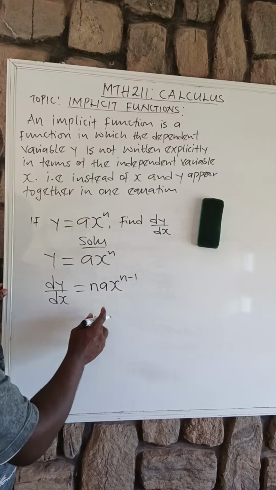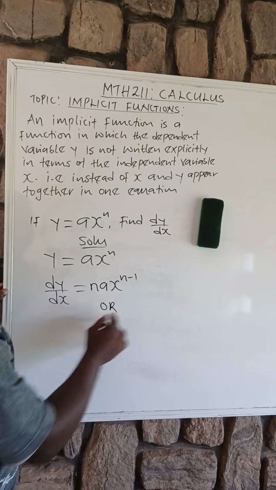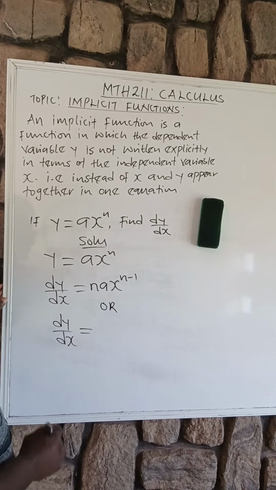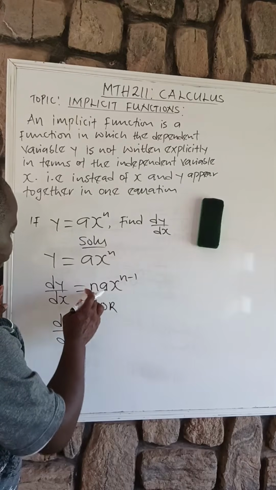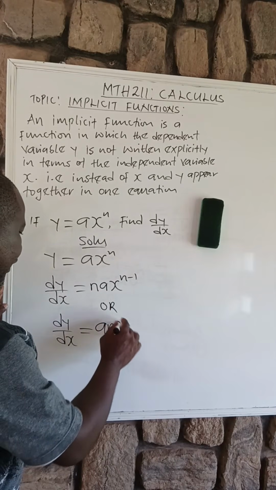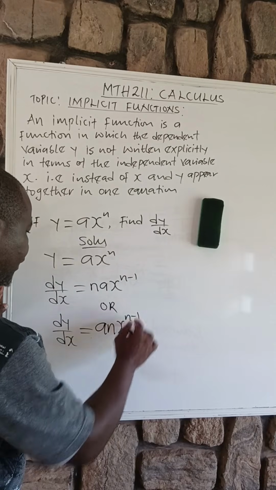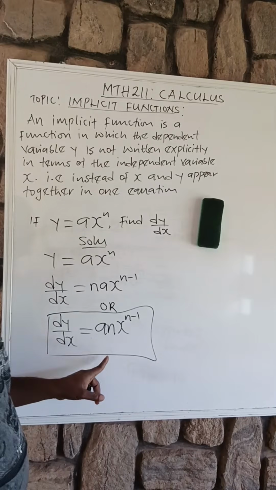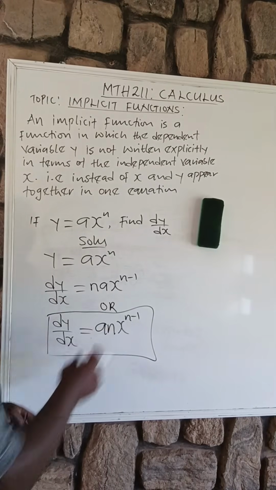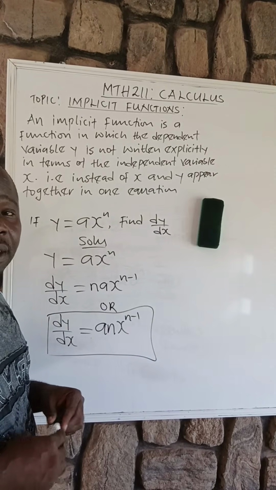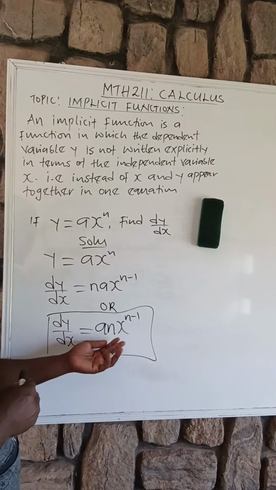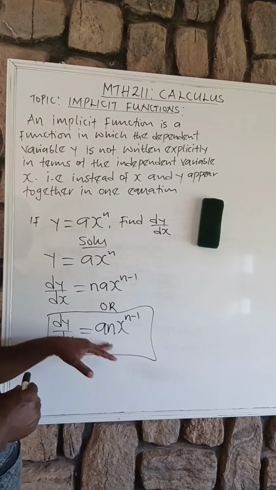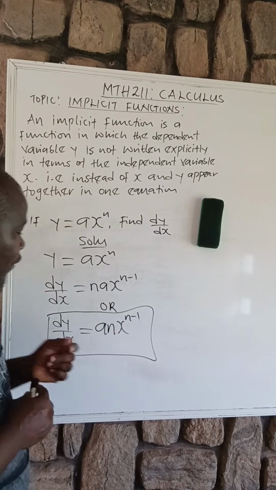Yeah. Or this is the same thing as dy all over dx. If you want to go alphabetically, it means a before n, either a n x raised to the power of n minus 1. So this is the formula for differentiation, and this is what we'll be doing all through today. Is that clear? We are going to use this formula to differentiate implicit functions.